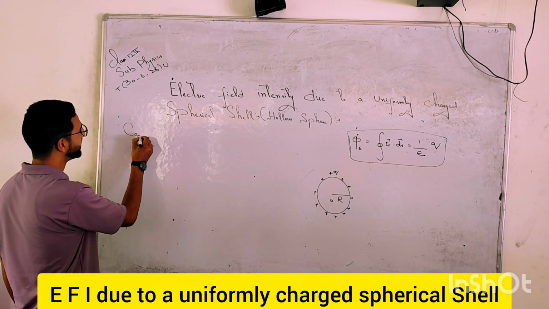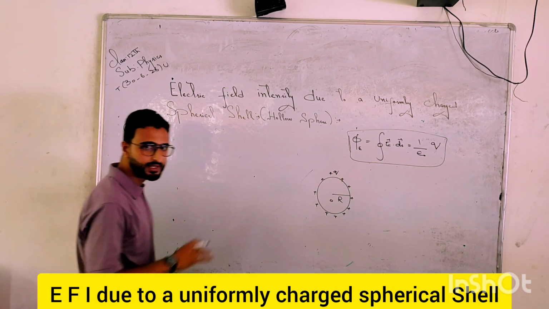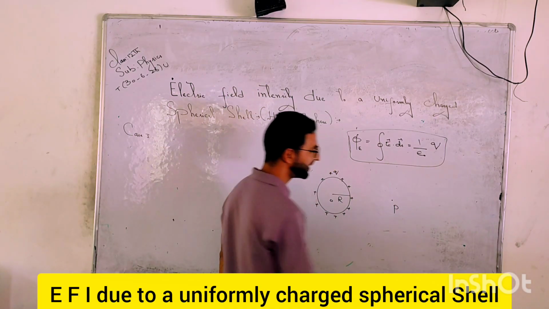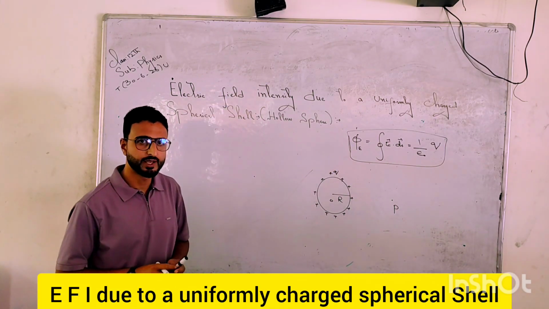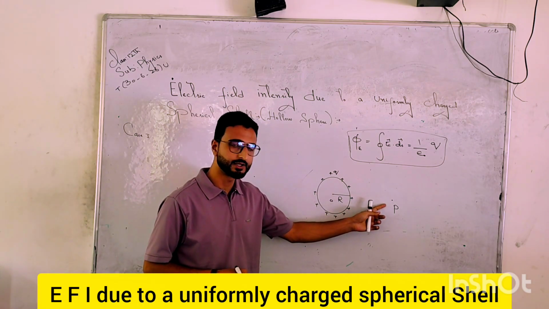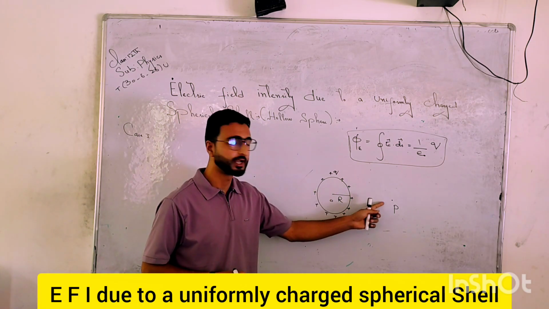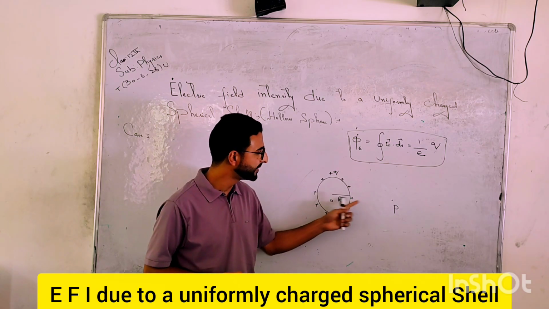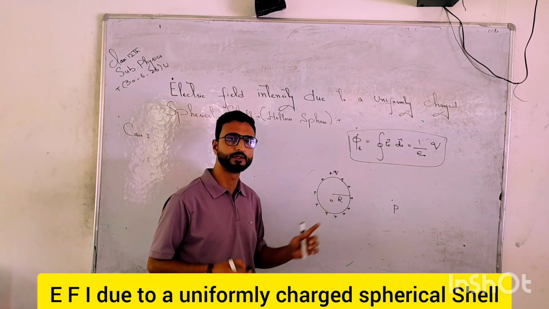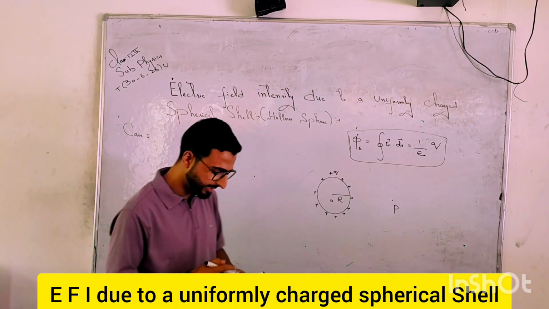So case first is basically when the point P lies outside the spherical shell. So let me consider a point P here that lies outside the spherical shell, and let me try to find out the expression for electric field intensity due to this spherical shell at point P. So case second will be simply when this point P lies on the shell, and third case will be simply when this point P lies inside the spherical shell, right?